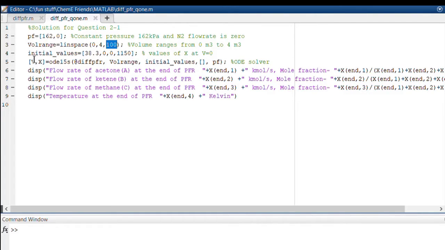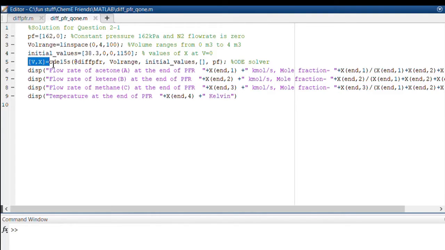And the initial values are already given, which is the initial flow rates. Acetone is 38.3, and the rest is 0, and the fourth value of this vector is 1150, which is the temperature in Kelvin.